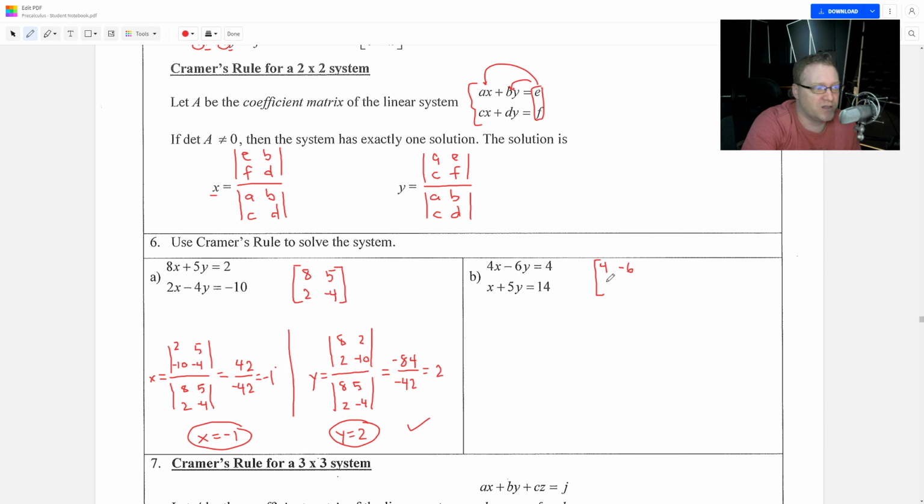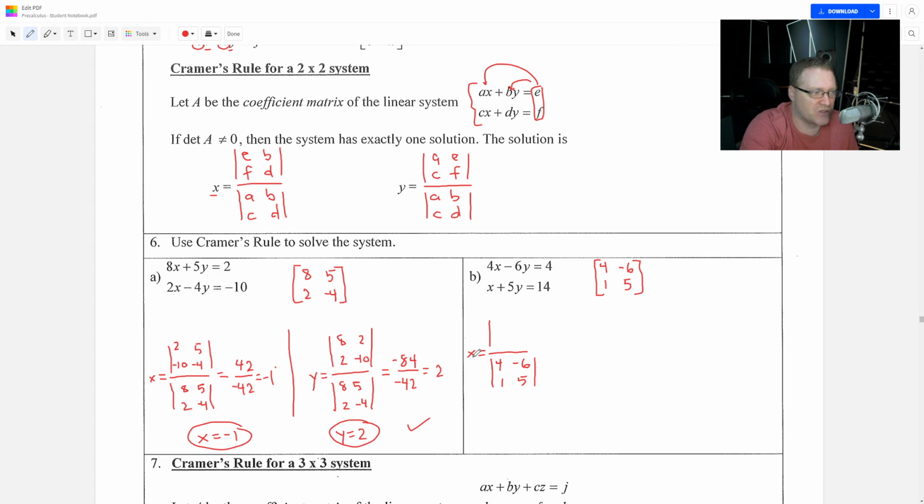So here our x coefficient is just 1. There's 1 x and there's 5 y's, so there's 5 here. So this is our coefficient matrix. Now let's start solving again. We're going to begin with x equals, and on the bottom, we're going to have the determinant of our coefficient matrix, which is 4, -6, 1, 5. And on the top, we're going to change it.